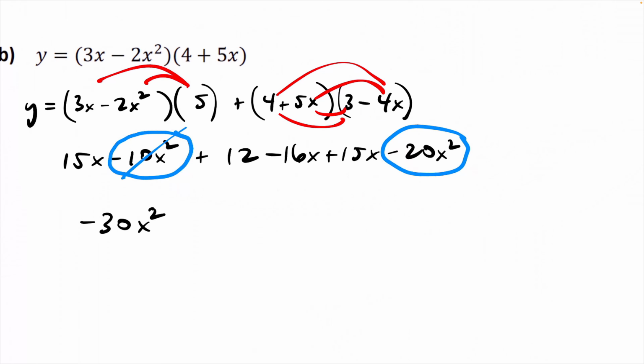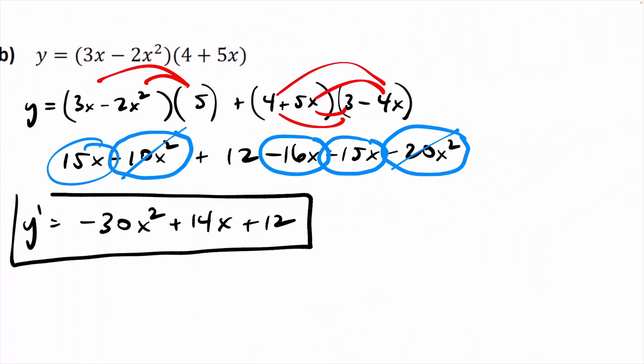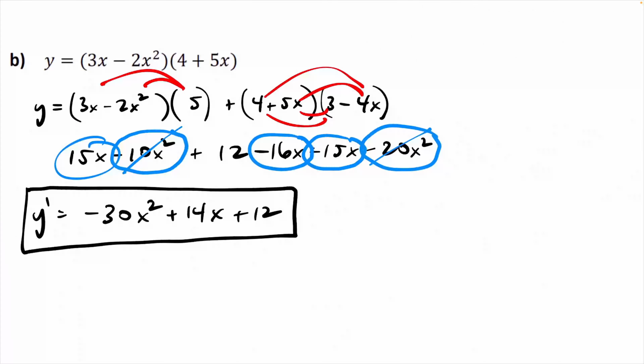Okay. Combine these three guys. What do we get? 14 plus 14x plus 12. That's y prime.